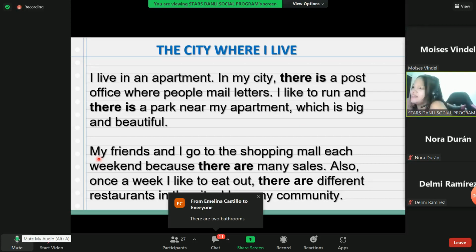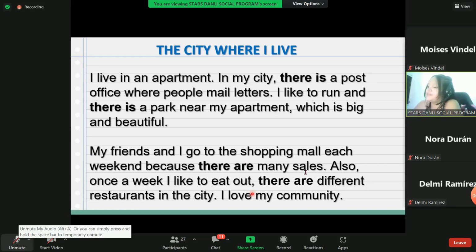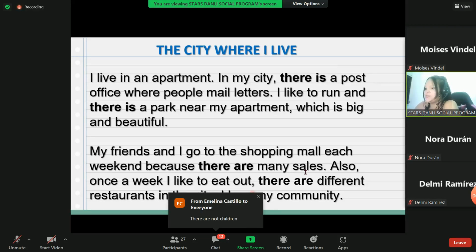My friends and I go to the shopping mall each weekend because there are many sales. Also, once a week, I like to eat out. There are different restaurants in the city. I love my community. Okay, excellent. So this is a story that we have for practicing. Bueno, antes solamente agradezco a los que me enviaron sus respuestas en el chat. Okay. En caso de Hansel, Edgardo, Josías, también estaba Astrid y Emilina. Okay. Thank you so much.